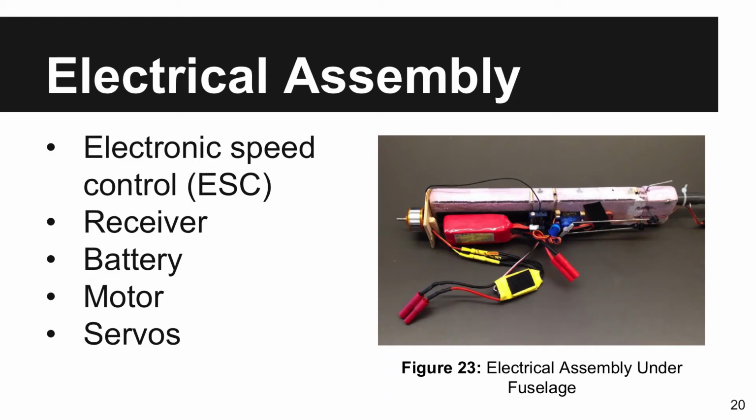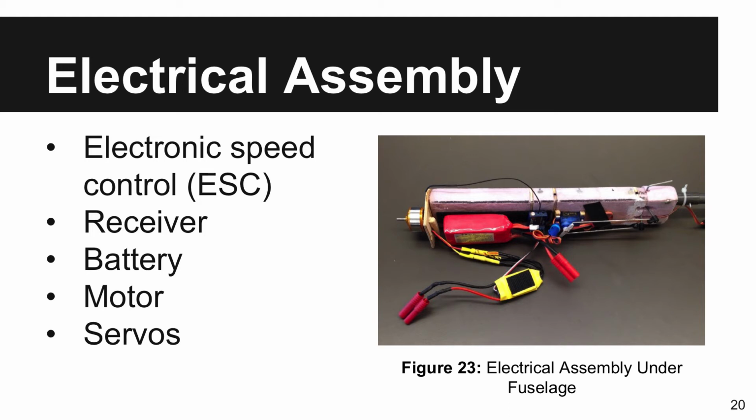After building the skeleton of the plane, we had to insert the electronic assembly which actually powered the plane. Of course, there's a battery which provided electricity to all the parts in the electronic assembly. In addition, there's a receiver which took transmissions from a remote control on the ground, and that relayed messages to the electronic speed controller and the servos.